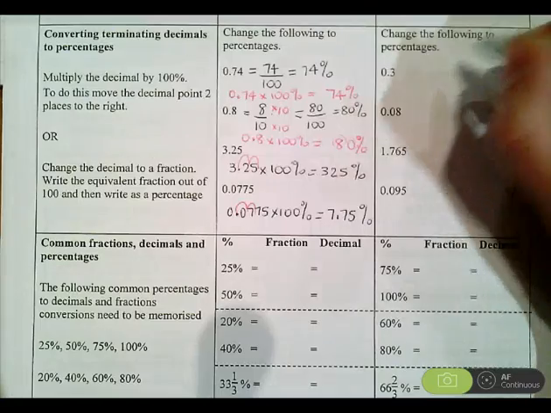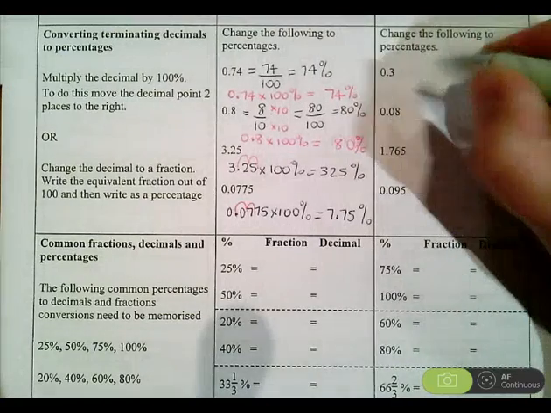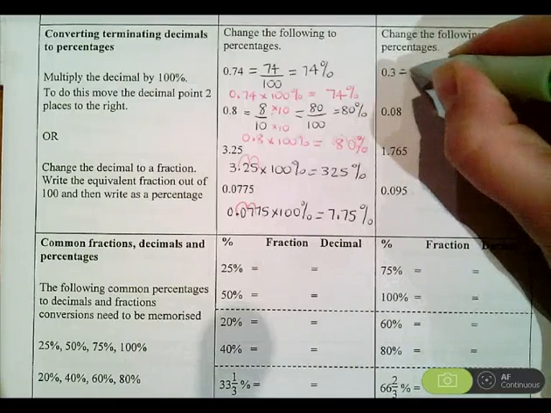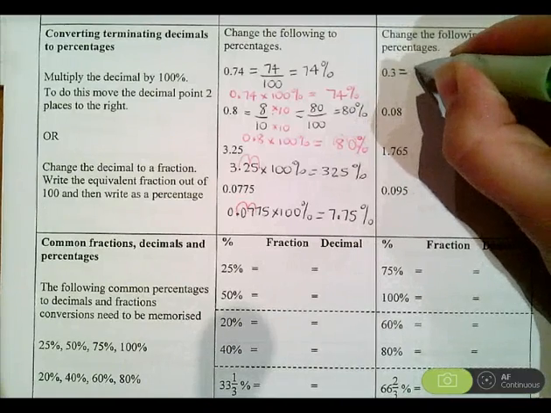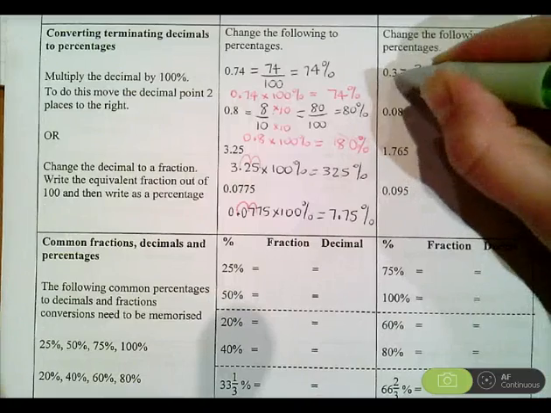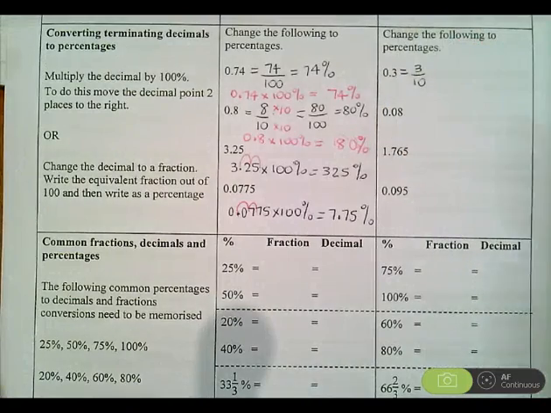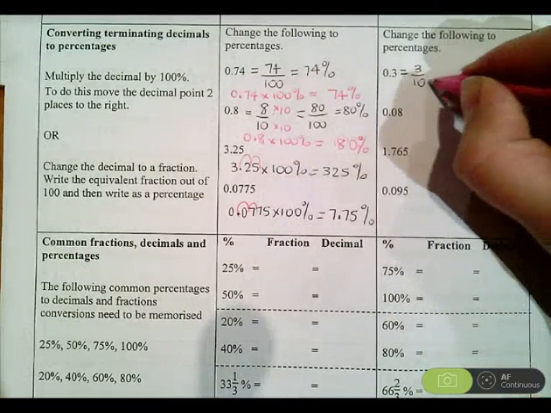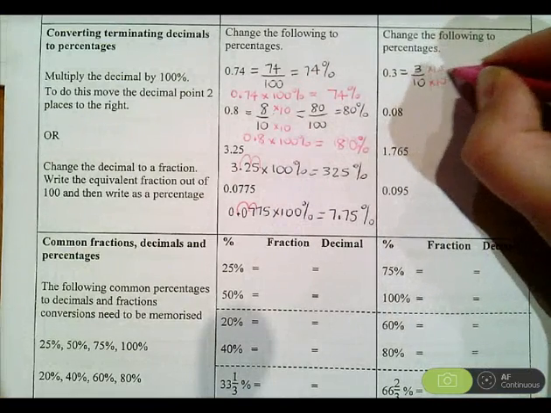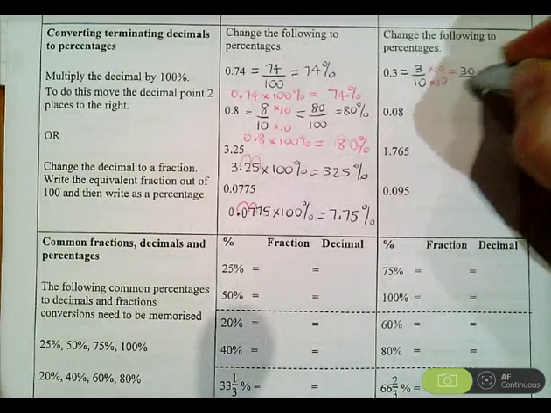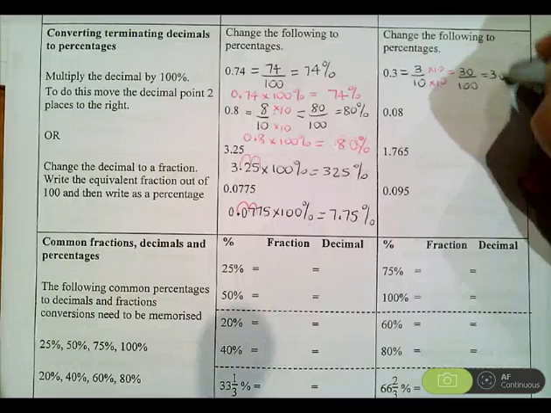Okay, to change these to percentages, we can write them as fractions first if you want, or you can multiply them by 100%. I'm going to write it as a fraction. So 0.3 is 3 in the tenths column. I can change that to a fraction out of 100 by timesing both the denominator and the numerator by 10, and I get 30 over 100, which is 30%.